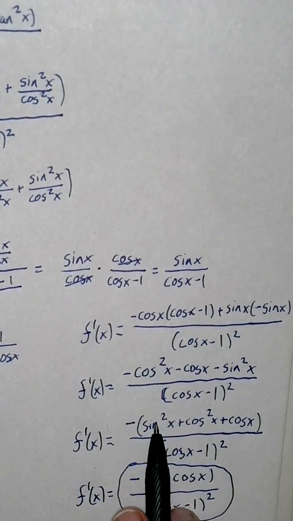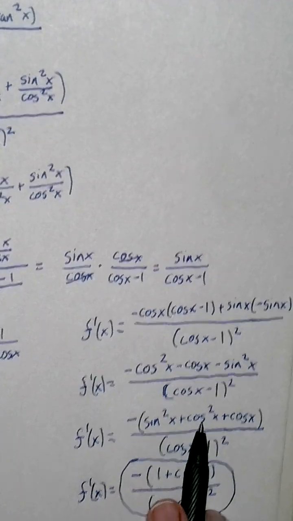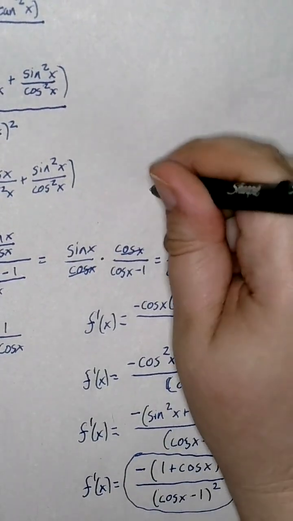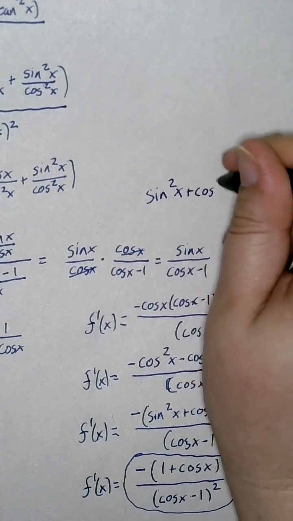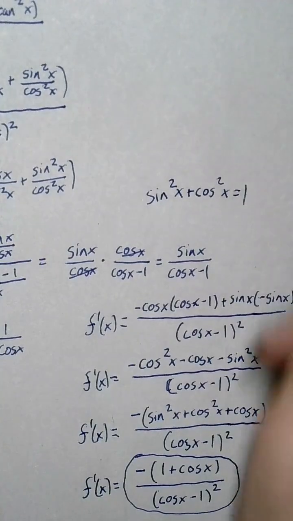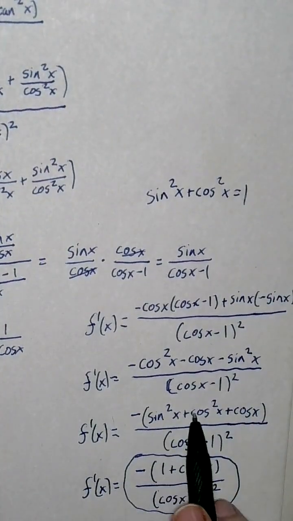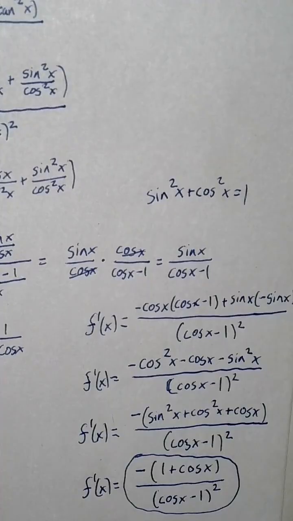So here, I also used a Pythagorean identity. Which one did I use? I used sine squared plus cosine squared is equal to 1. So that's how I knew that this plus this was 1.